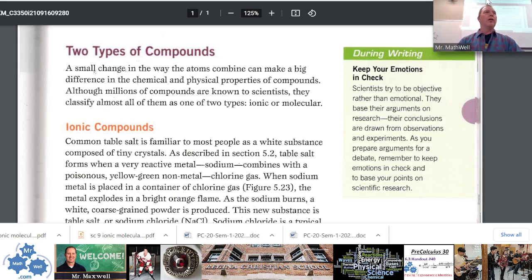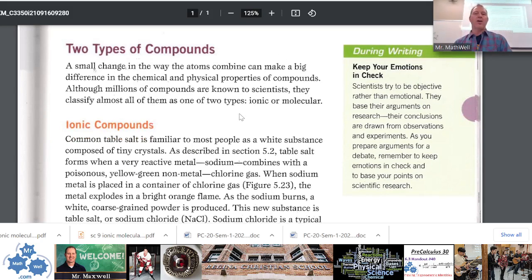Okay, so two types of compounds. What we learned yesterday, and we watched that video and filled out the blank sheet, is that everything is made up of atoms and molecules. All matter is made up of atoms and molecules. Atoms are the smallest pieces of any element that you see on the periodic table. And when you combine those elements, you get things called compounds. Now, there are two types of compounds. Very important. The first type is called an ionic compound.